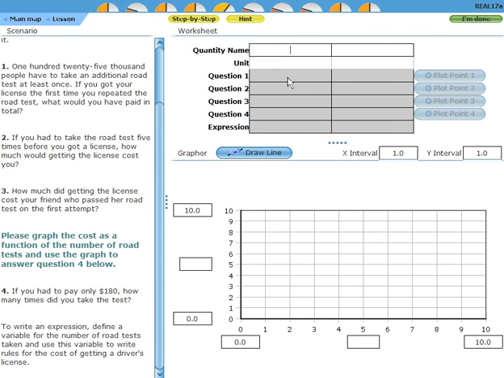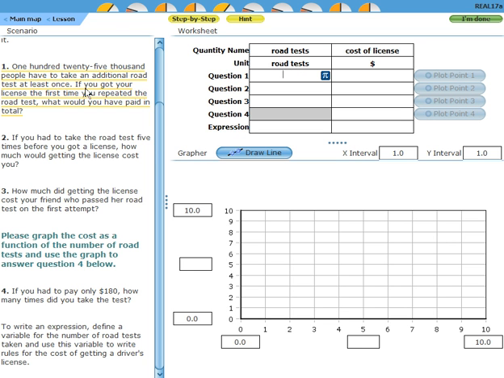So number of road tests, let me try to abbreviate it like that. Good. And right away, we're getting the cost of getting a driver's license. Cost of license. Beautiful. And money is always in dollars. Okay. So number one has some additional information you don't need.